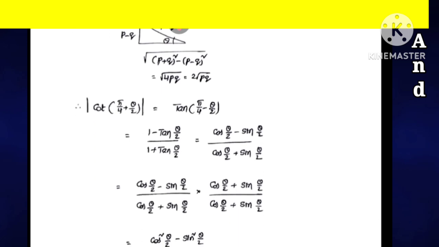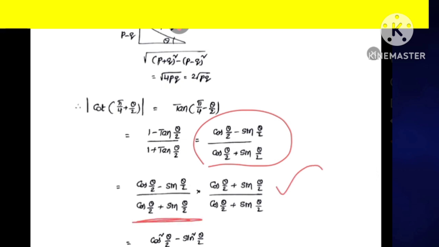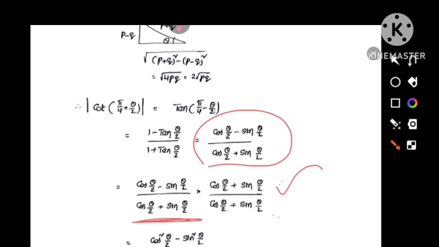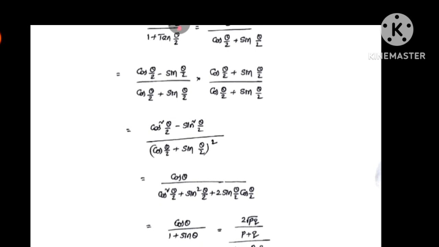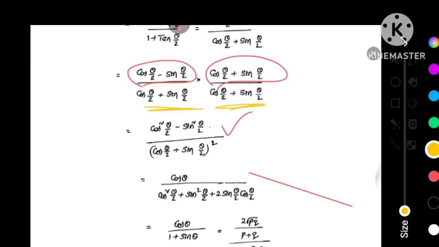The next step, I am doing the rationalization to this one. The denominator is cos theta by 2 plus sin theta by 2. I am multiplying the fraction by cos theta by 2 plus sin theta by 2. Okay, see here, now this is in the form of a plus b into a minus b, that is a square minus b square: cos square theta by 2 minus sin square theta by 2. Now check the denominator. These are in the form of a plus b into a plus b: cos theta by 2 plus sin theta by 2 into cos theta by 2 plus sin theta by 2. That is a plus b whole square.